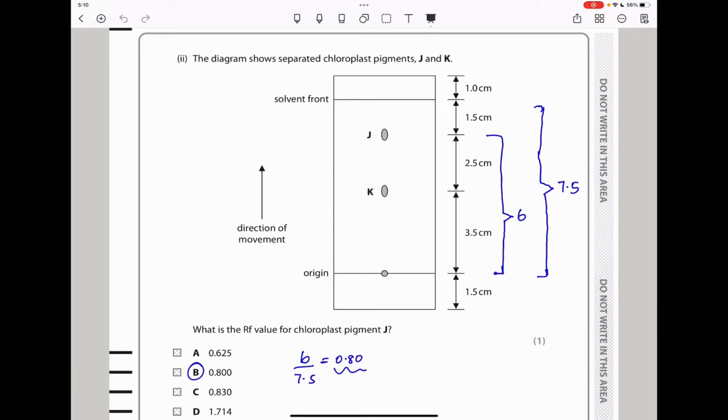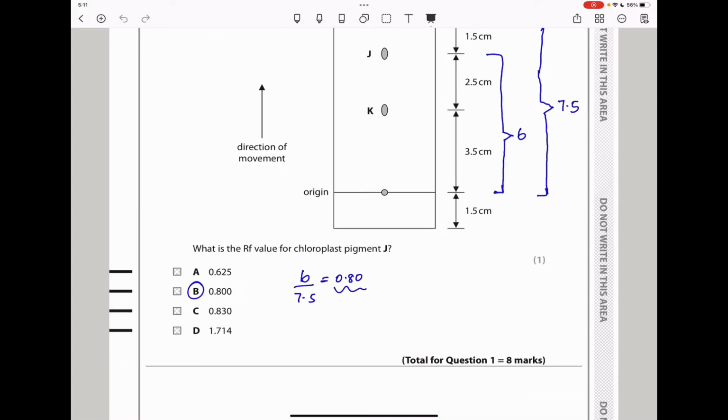To find the RF value, you need to divide the distance moved by the pigment from the origin or from the baseline by the distance moved by the solvent from the baseline to the solvent front. So we have to measure from the baseline to the point where the pigment is, and from the baseline to the solvent front. Divide that distance by that, and you will get the RF value. In this case, I have 6 divided by 7.5, and I get 0.80, which is going to be answer B for my RF value.